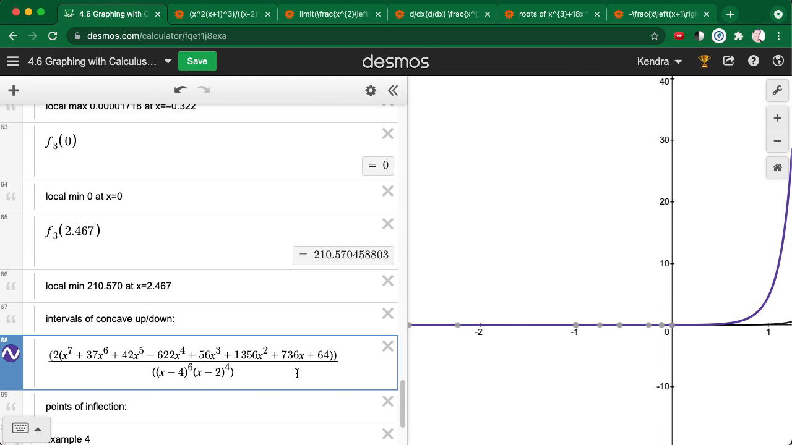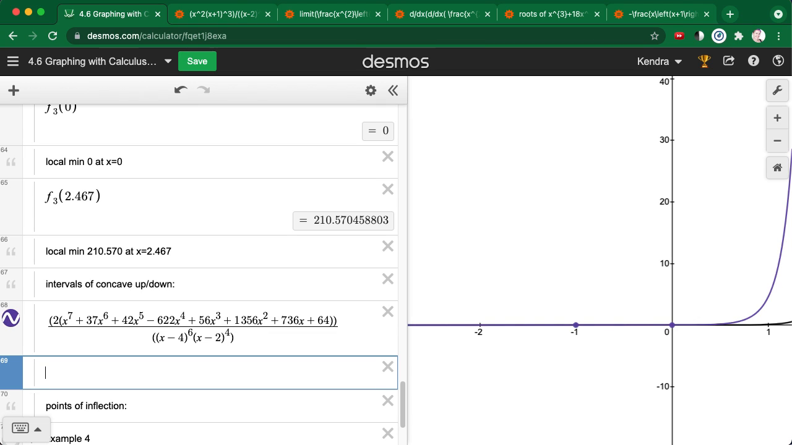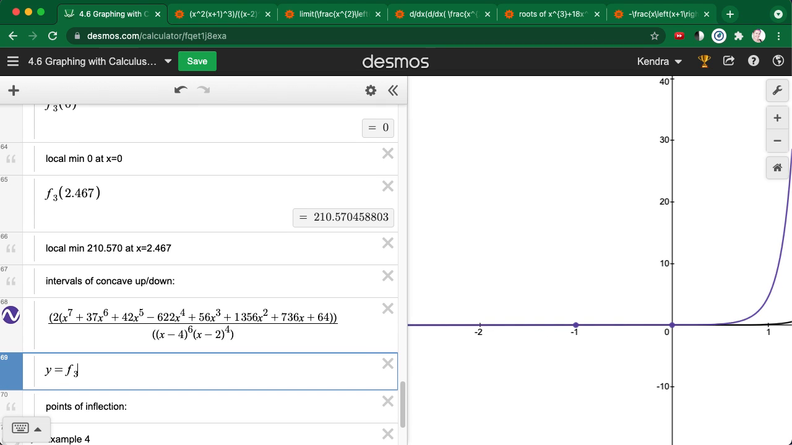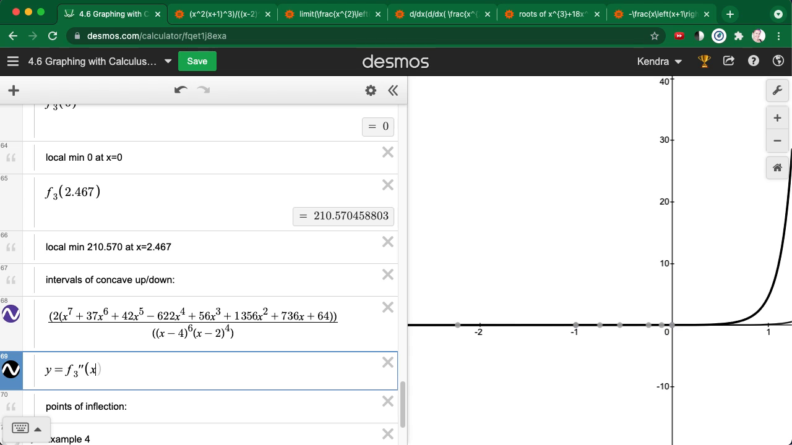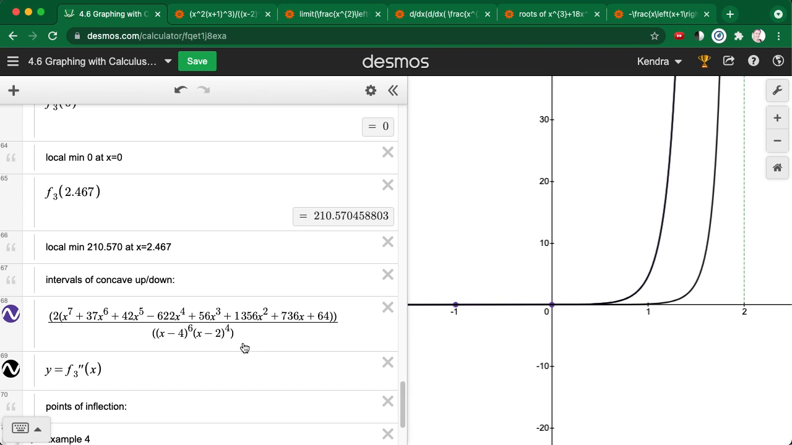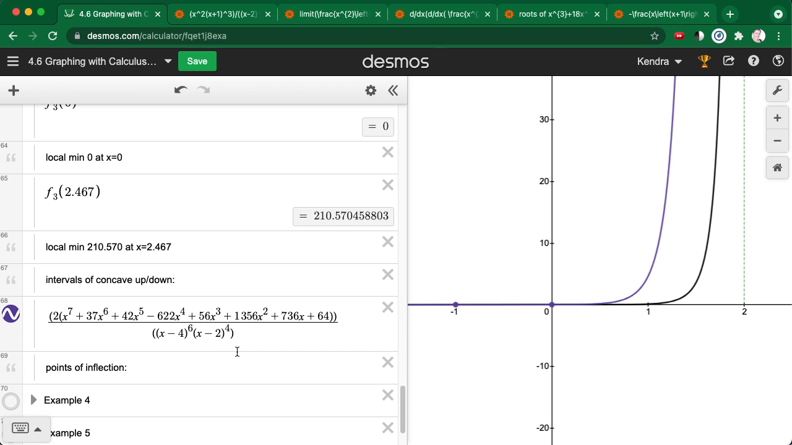I believe that's right. Let's double check and look at y equals f3 double prime of x. And it looks like it's graphing the right thing. So it looks like I didn't screw anything up by copying and pasting it back. Okay, intervals of concave up and concave down. I have a 7th degree polynomial. What a mess. I'm going to ask Wolfram Alpha to give me roots of that.